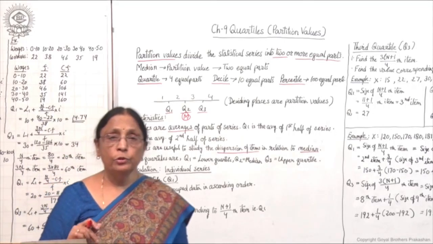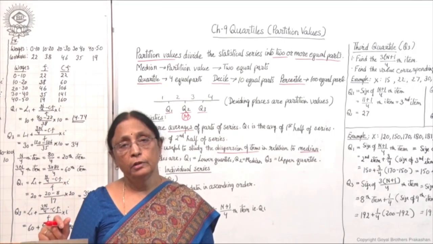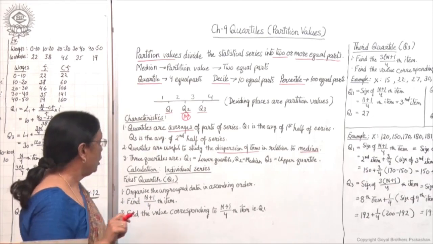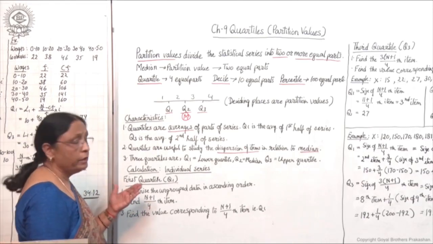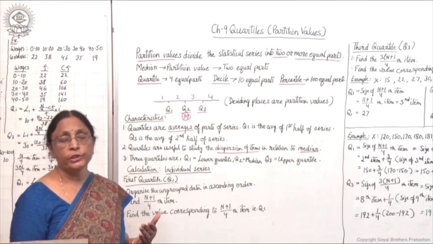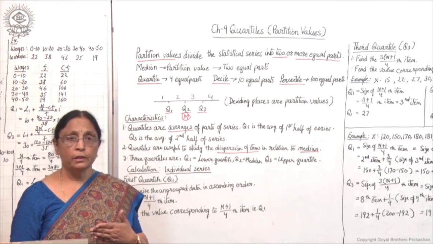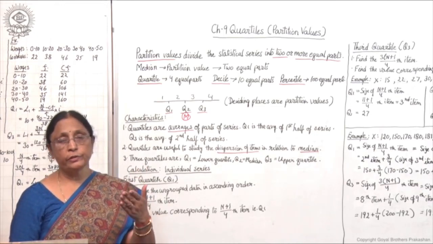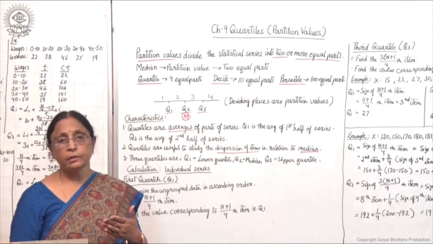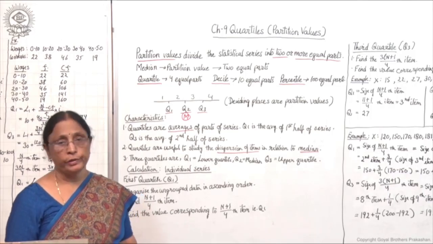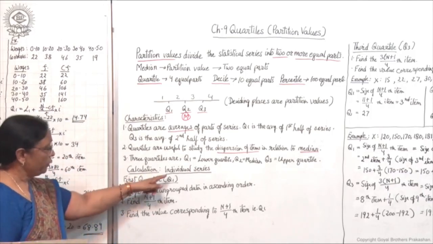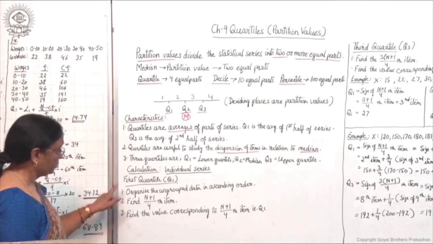Now we will proceed to the calculation of quartiles. How do we calculate it? Again we will be taking the calculation in three types of series. These are individual series, discrete series and continuous series. Let us take the first one, individual series.